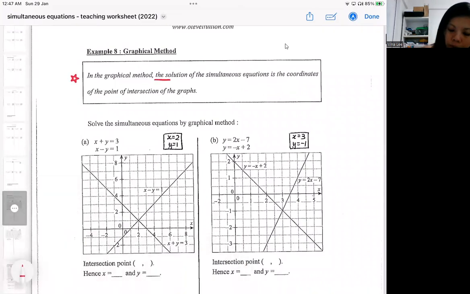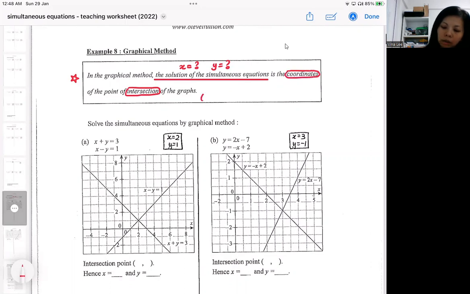When we say the solution to a pair of simultaneous equations, we are referring to the x and the y. In all your previous methods, when you solved simultaneous equations, you always got the x or y. In this case, when you draw the graph, it will come from the intersection, from the coordinates of the intersection. So the coordinates will look like this. The intersection is like the meeting point of the two lines.